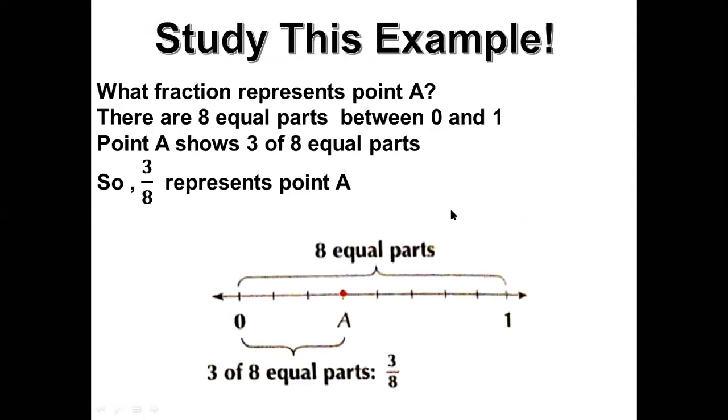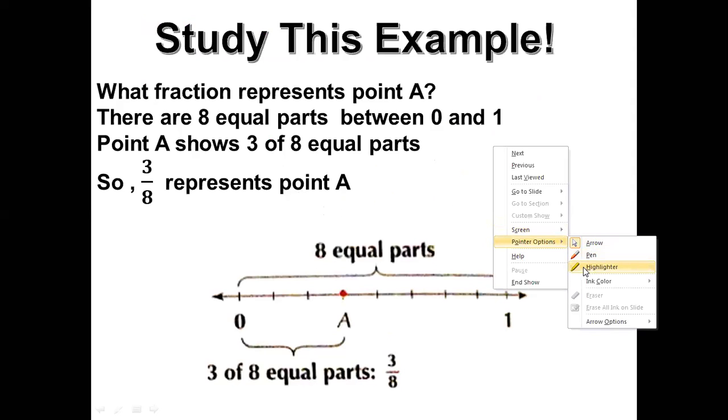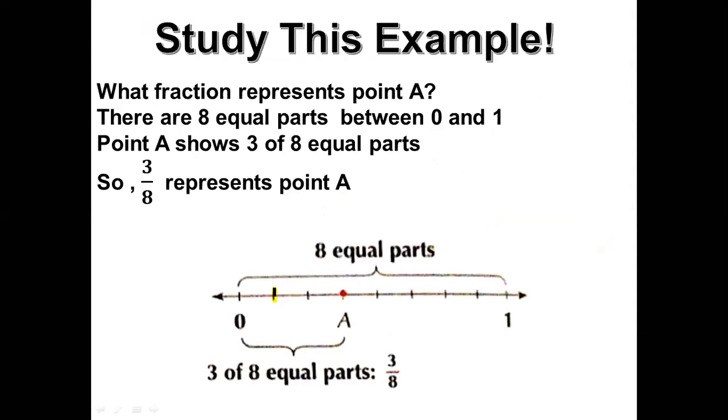Now, what fraction represents point A? First, I will count how many parts we have in between 0 up to 1. In this question, there is 1 part, 2, 3, 4, 5, 6, 7, 8. So we have 8 parts, so the denominator will be 8. The denominator always represents how many parts we have in all between 0 up to 1.